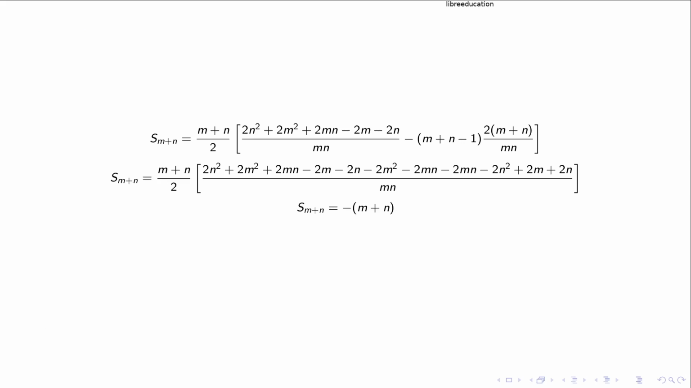If you look carefully at all the terms, 2n square and 2m square get cancelled, and 2mn gets cancelled. There are three terms with 2mn. 2m gets cancelled with 2m, 2n gets cancelled with 2n. Finally, you are left with minus 2mn at the top. mn will get cancelled with mn, and 2 will get cancelled with 2. Minus 1 will carry and get multiplied to m plus n, so that will give you minus m plus n.